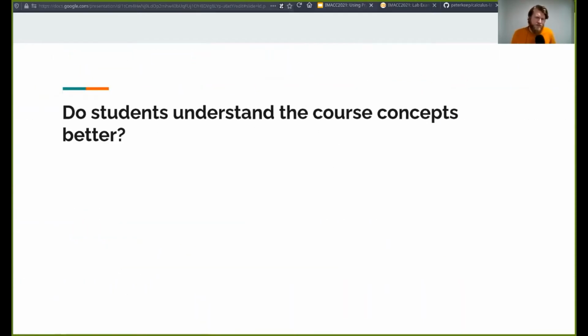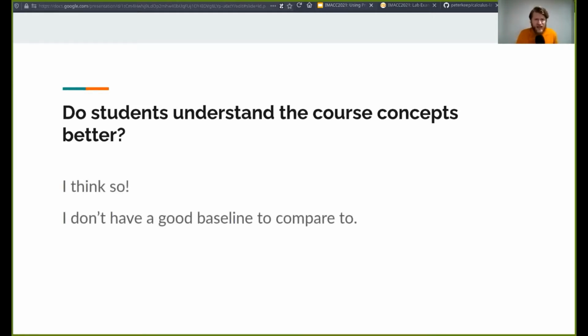So a different way of trying to understand if this has been successful or not is trying to see if students understand the course concepts better. Hopefully that actually is the same thing as our grades being better, but maybe this is a better version of that, right? Because if students understand the course concepts better, then grades will improve if I'm doing my job right in terms of assessment. And this one is hard still. I think they are, but I don't have a good baseline to compare to, because the way that I was grading things before, you can say pre-pandemic, I guess, I don't know if I had a really great idea on how well students understood specific course concepts in my classes.